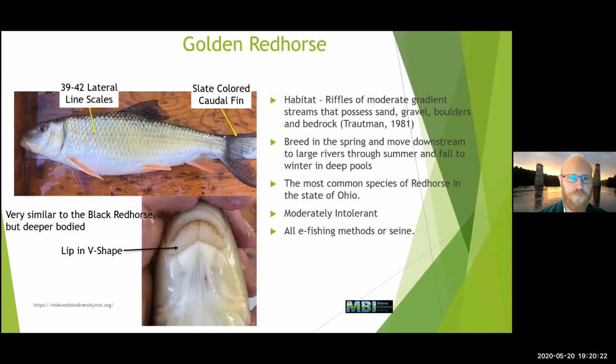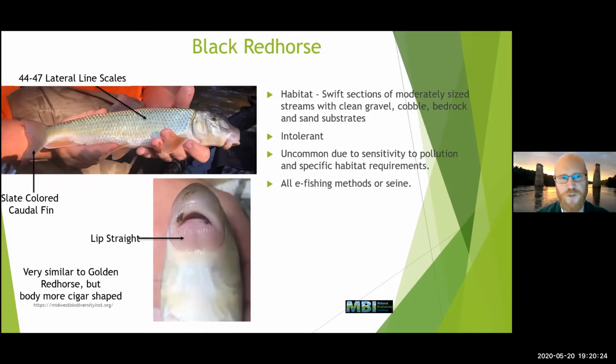So here you have the black red horse, which, as you can see from the top picture, looks really, really similar to the golden, but the body shape is just a little different. It looks more like a cigar, narrow at the back, a little wider at the head, but it generally has a straight body. It's got that straight bottom lip on it, and then it'll have 44 to 47 lateral line scales versus the 39 to 42, 43 for golden.